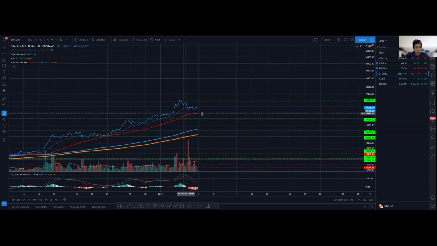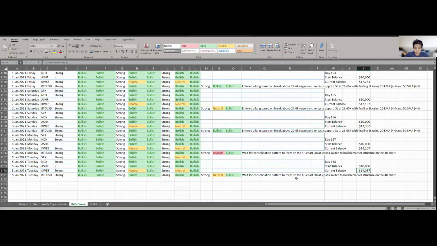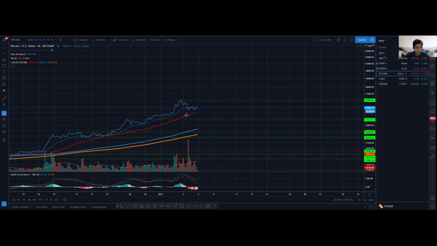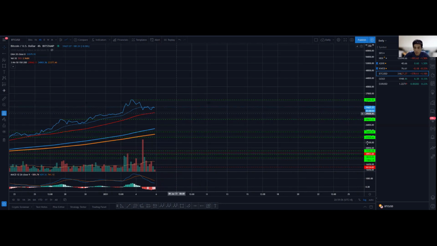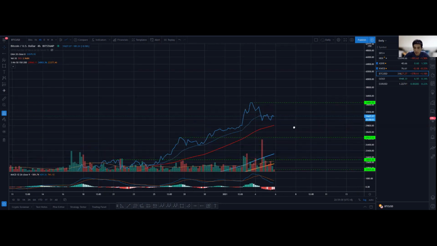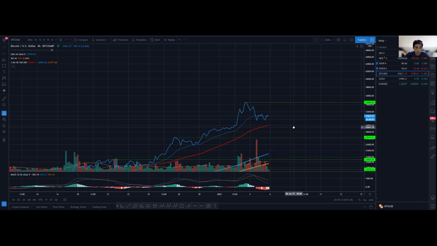In terms of the experimental trade setup, because it's based on the 1 hour chart, I may or may not be entering a new trade. That's on a very different time scale. What I mentioned here is that I do want to see some sort of consolidation pattern forming, at least on the 4-hour chart. With price very much above the 20 exponential moving average on the daily chart, I will want to see a nice consolidation pattern before entering a long side trade.